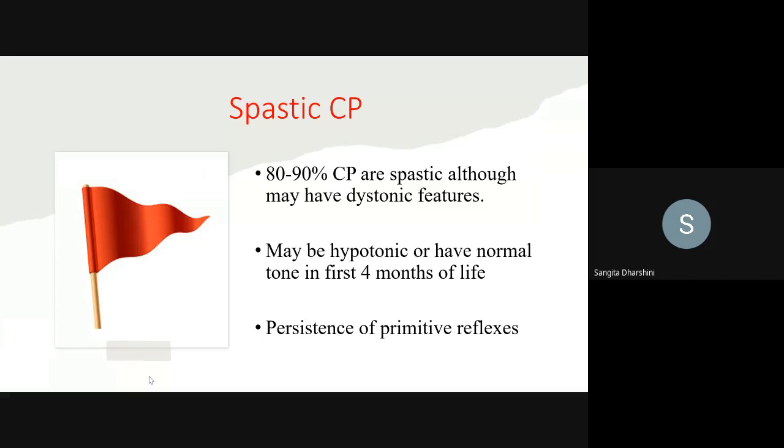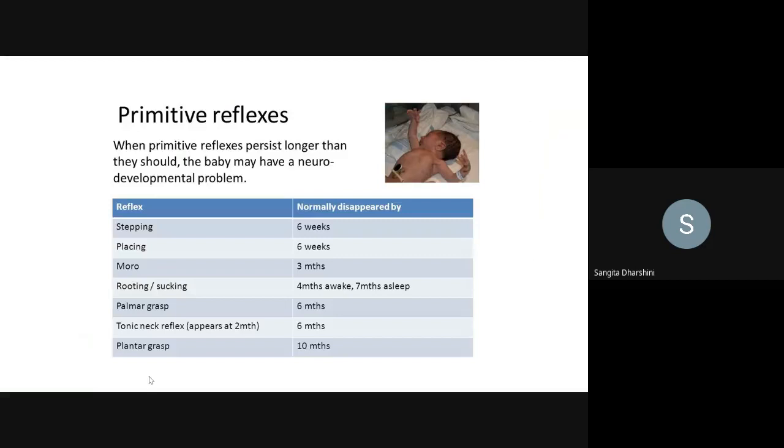So how do we pick them up if they looked pretty normal in early infant years? We look at the persistence of primitive reflexes. There are many ways of picking them up, but this is a very well described way. Every baby is born with primitive reflexes, and these primitive reflexes must disappear.